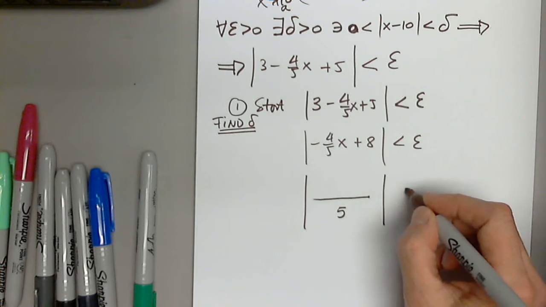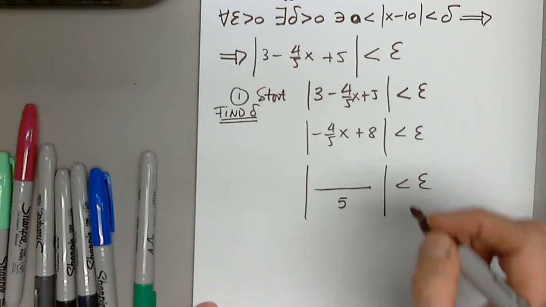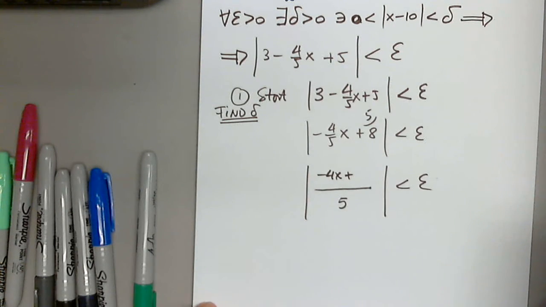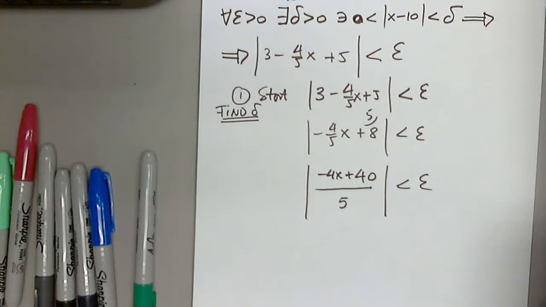Excellent. What do we have at the top? Negative 4x plus. Awesome. We're getting closer.